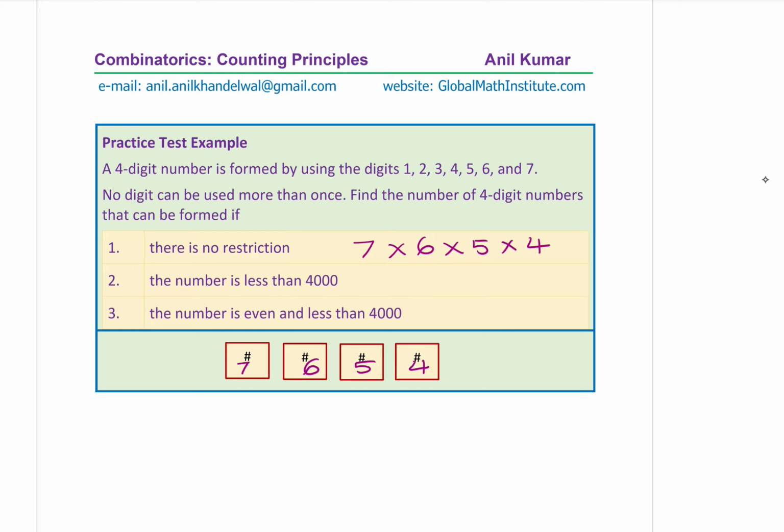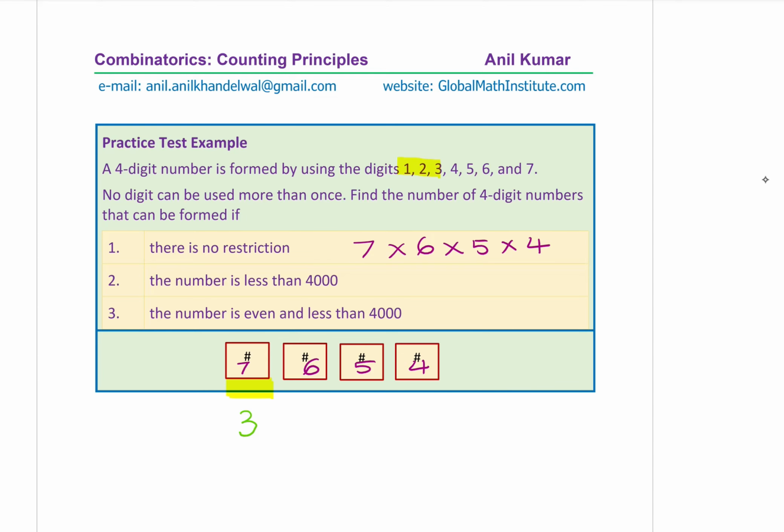Now let's look into how do we work with it. Number less than 4,000. When I say that the number is less than 4,000, that means the choice is restricted. I can only use 1, 2, and 3 for the 1,000 place, right? So at this place, I can now choose only one of these 3. So therefore, here I have only 3 options left.